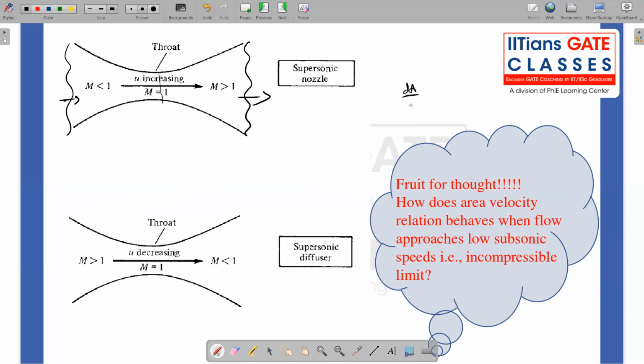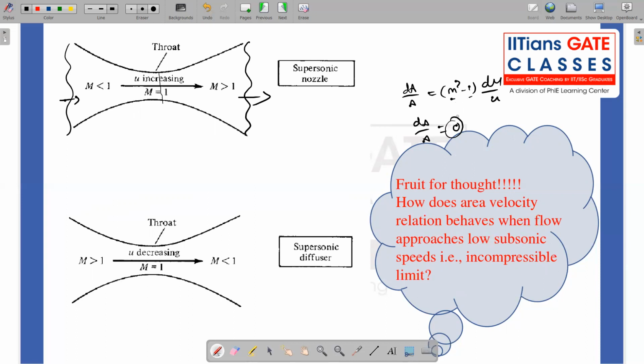So dA by A equals (M² − 1) times du by u. The condition when M becomes 1, dA by A becomes 0, because M is equal to 1 and this part becomes 0. It becomes a physically impossible situation to deal with in this mathematical term. So for that we have to look at it in another way. How can we address this issue?